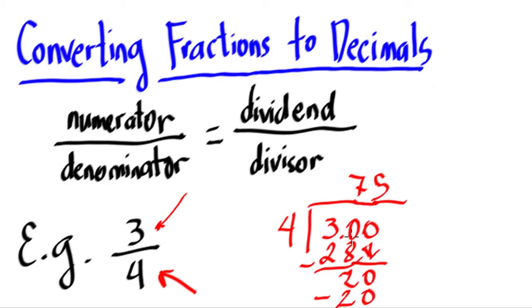Now, where's the decimal point located? It should be aligned with the decimal point of the dividend, so it should be located here. So what we have is 0.75. Therefore, 3/4 is equal to 0.75, which is straightforward. That's how we convert fractions to decimals. If you want more examples, I will give you more. Let's have a second and third example.